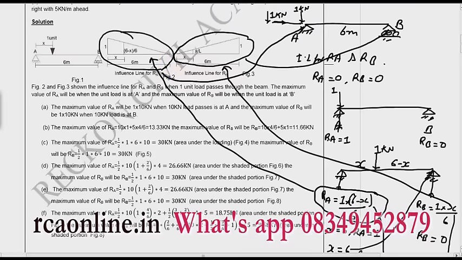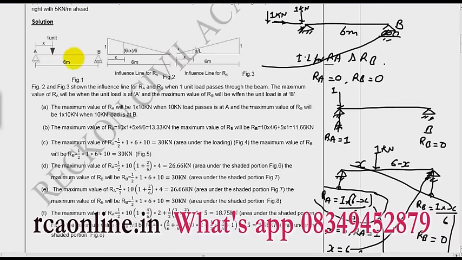I again repeat what I have done till now. So what have we done? We have put a 1 kilonewton load at any distance x and found RA and RB. The value of RA is (6 minus x) by 6 and RB is x by 6. Now we plot the graph of RB as x by 6. So when x is equal to 0, RB is equal to 0. When x is equal to 6, RB is equal to 1.